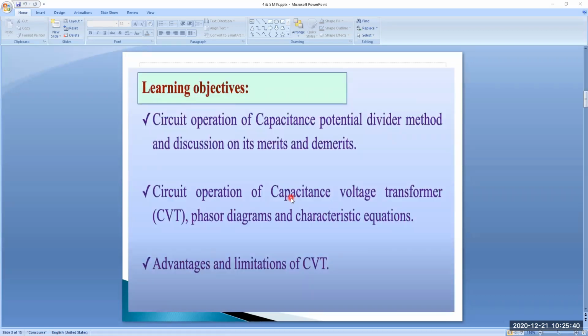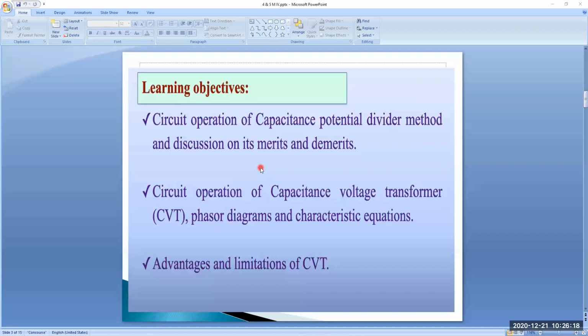So these are the different learning objectives. First one, circuit operation of the capacitance potential divider method and a discussion on its merits and demerits. The capacitance potential divider's merits and demerits can be overcome by using the capacitance voltage transformer. Circuit operation of the capacitance voltage transformer, CVT, phasor diagram and characteristic equations, and advantages and limitations of CVT. So we have to discuss these different concepts.